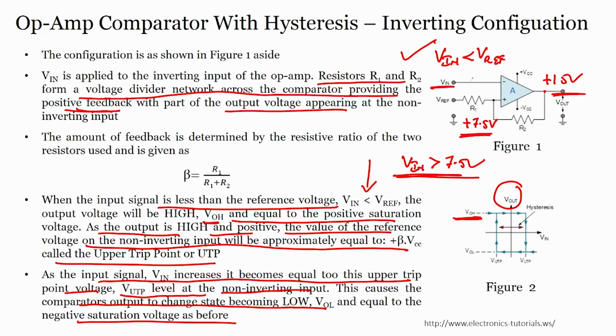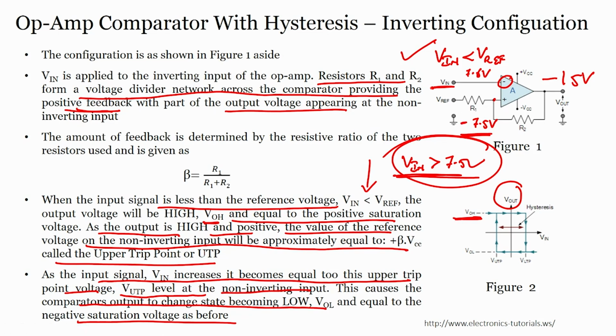Now, I keep on increasing V in such that it gets greater than 7.5 volts. When it gets greater than 7.5 volts, let us say 7.6 volts, 7.6 is greater than 7.5, yes. So, what will happen? My voltage at the inverting terminal is higher than the voltage at the non-inverting terminal, which is 7.5. Hence, my output will go back to the negative saturation value, minus 15 volts, right. So, minus 15 volts will create the reference voltage of minus 7.5 volts.